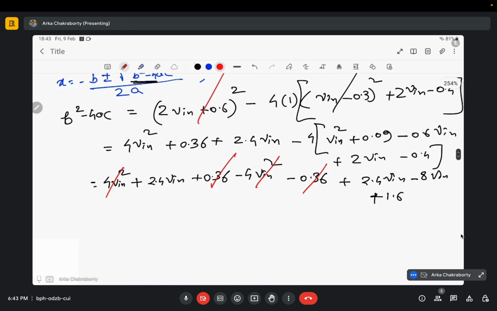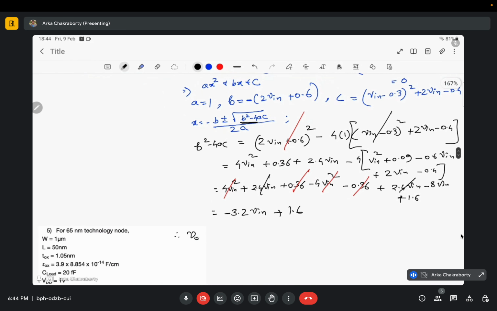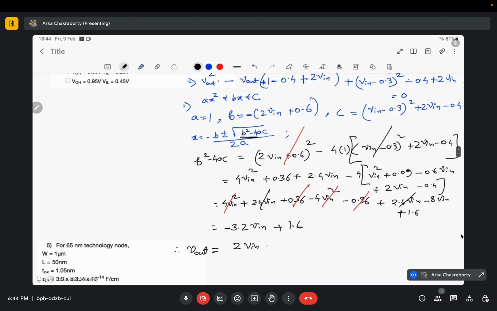So 4.8 minus 8, which is equals to minus 3.2V in plus 1.6. So it is minus 3.2V in plus 1.6. Okay, so therefore my x is V out, right? So V out would be minus B. What was B? Okay, so minus B will be 2V in plus 0.6, minus B plus minus root under B square minus 4AC, which is 1.6 minus 3.2V in, by 2 into A is 1. Okay.